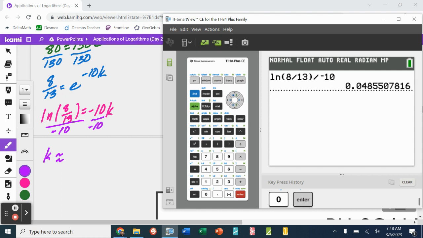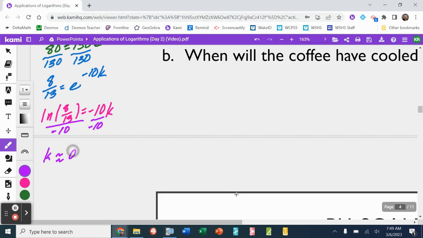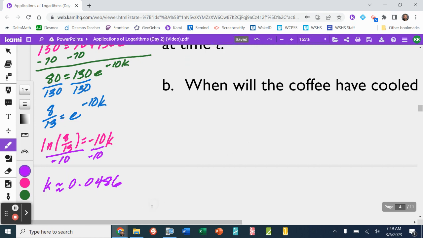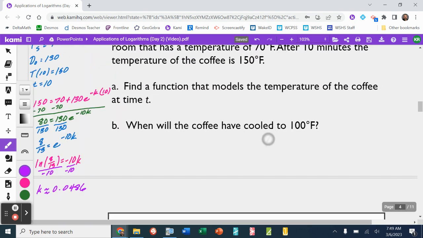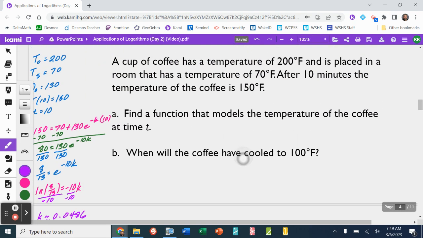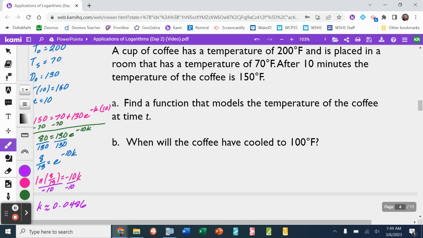And so we come up with a k value of about 0.0486. So let's use 4 decimal places. So I'm going to say 0.0486. Now, with all of that work, we can finally answer part A to example number 1, because what I was missing was that k value. So let's go ahead and answer part A.